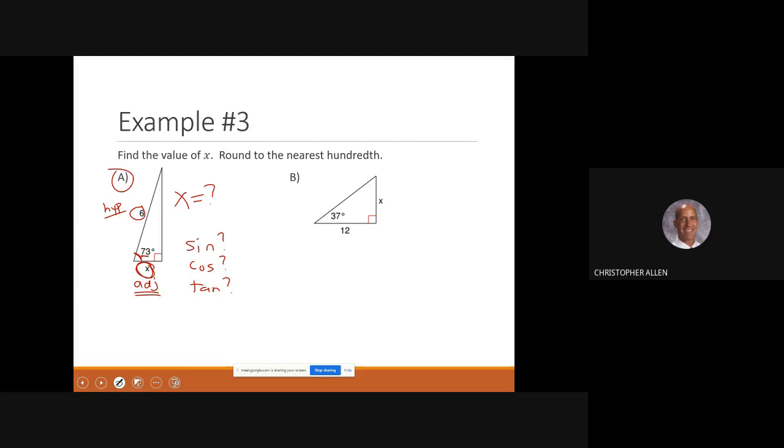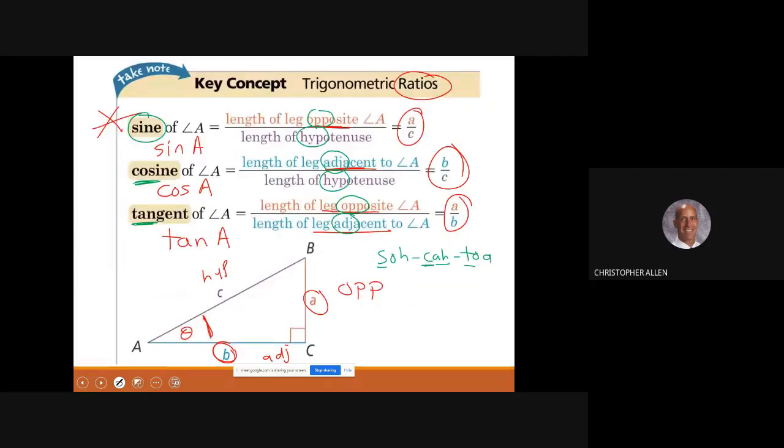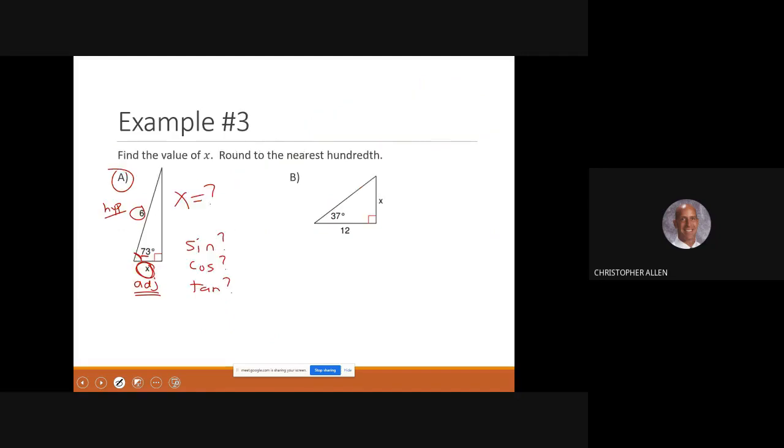So which of our ratios has something to do with the adjacent side and the hypotenuse? Well, it's not sine, because sine says opposite over hypotenuse, so it can't be sine. What about cosine? That one says adjacent over hypotenuse. So that's what I'm going to use. We're going to use cosine on this one. We're going to say that the cosine of 73 is equal to x over 6.